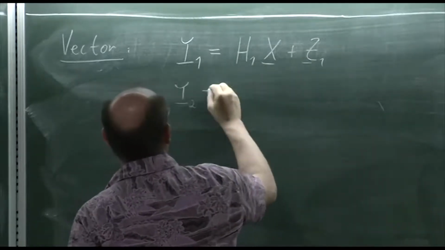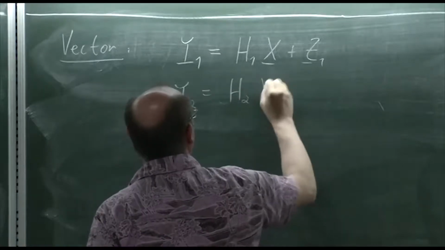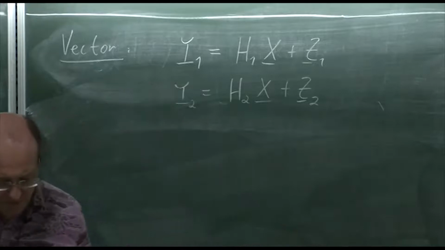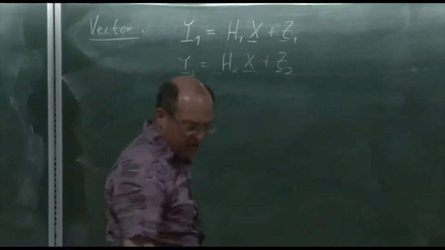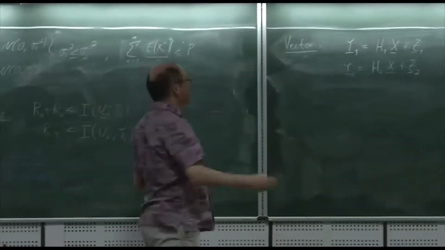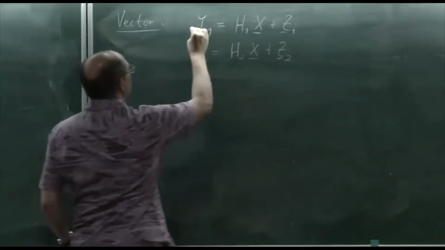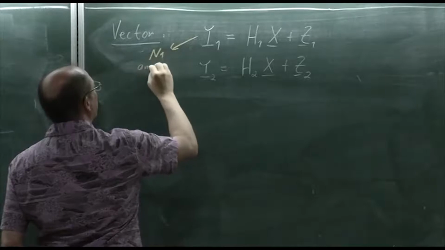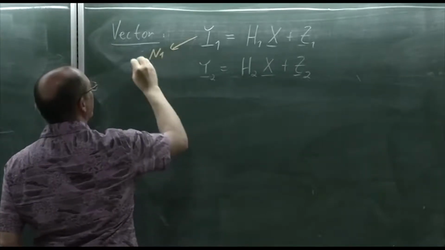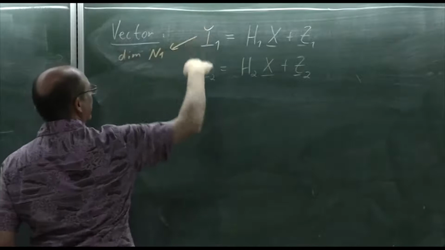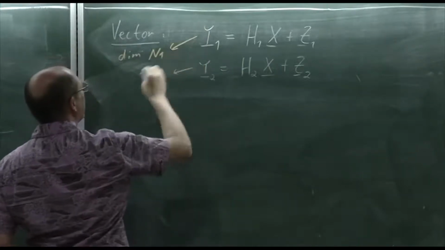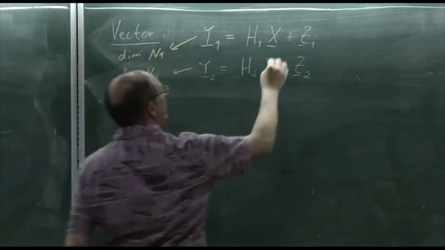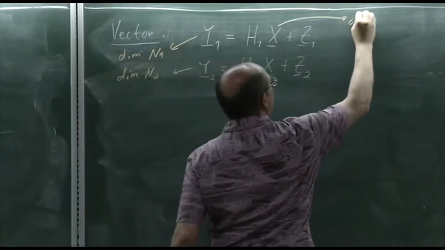y2 is h2x plus z2. Usually these all have a different number of antennas, right? So suppose this has n1 antennas, so that's a vector of length n1, length in the sense of dimension. This has dimension n2, and this will be dimension m.